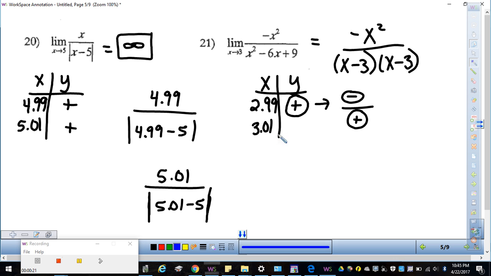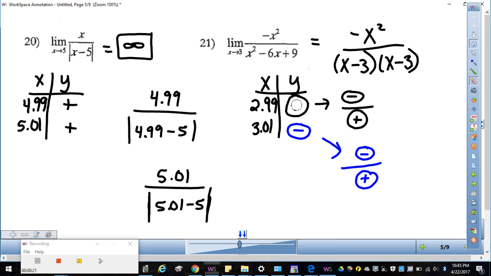I'm going to switch colors for the other one. For 3.01, same thing. If you square it, it's positive. But then that negative in front is going to make it negative. On the denominator, 3.01 take away 3, that's going to be positive. Positive times a positive is a positive. Negative divided by a positive is a negative. You know what? This needs to be a negative. Sorry, negative divided by positive is negative.